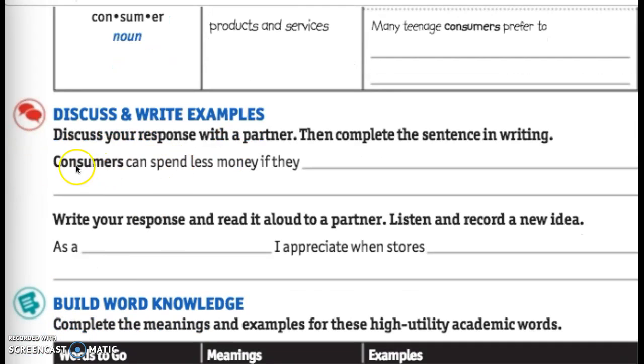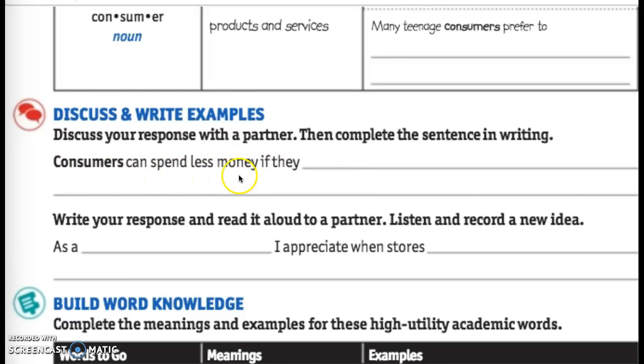So this says consumers can spend less money if they, and I want you to come up with a present tense verb. And a present tense verb is a verb which is an action word, something that you do that happens now, that the person is doing now. So, for example, you could say consumers can spend less money if they compare prices from several stores. Compare is something that you do, and doing it now is the base verb or the present tense verb.